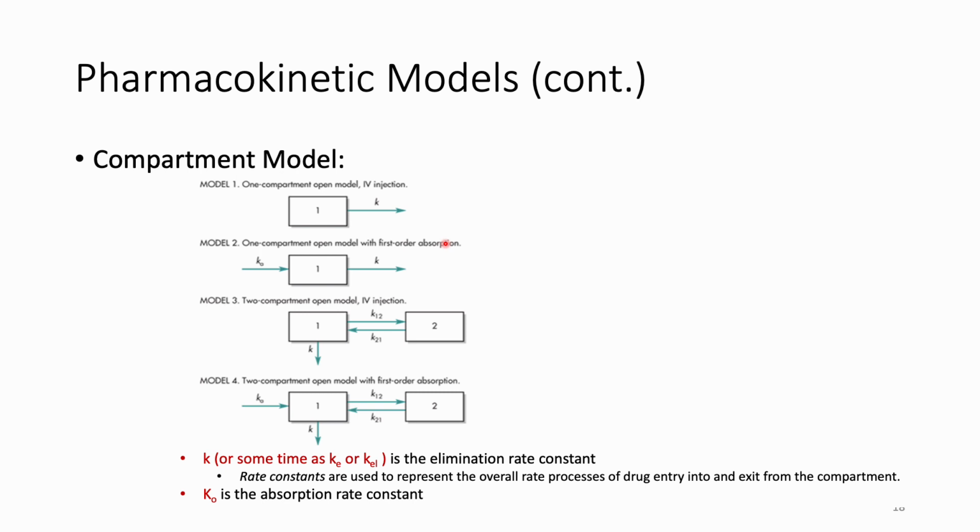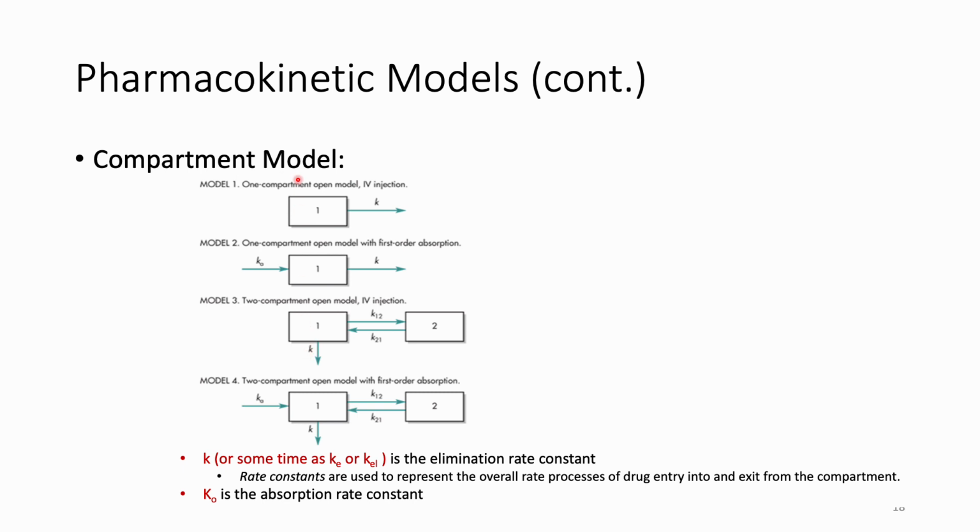administration. It can be oral, transdermal, subcutaneous injection, or intramuscular injection, but not injection directly into the blood. They call this extravascular administration. Model 3 is a two-compartment open model for IV injection, and Model 4 is a two-compartment open model with first-order absorption, or oral or extravascular administration.